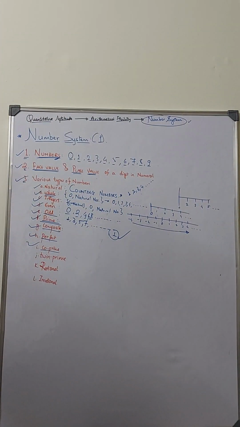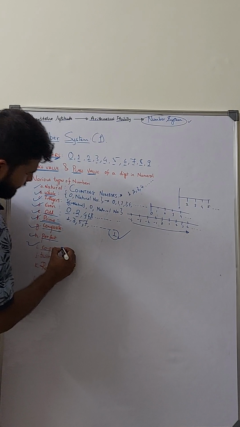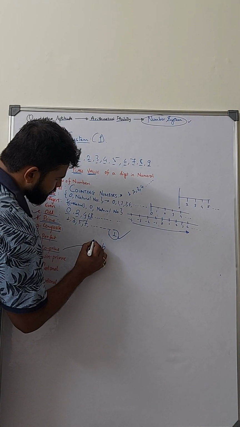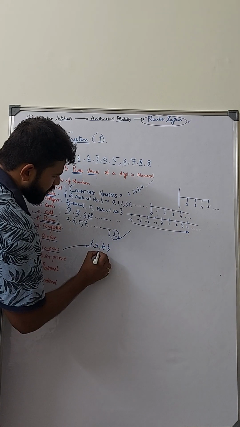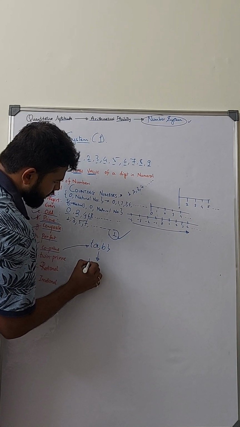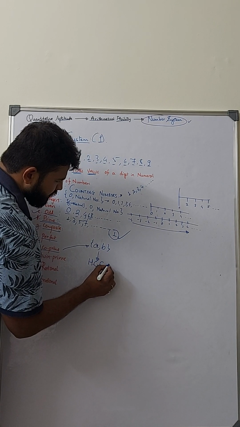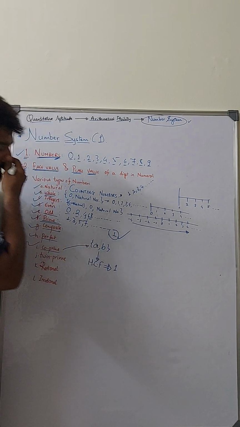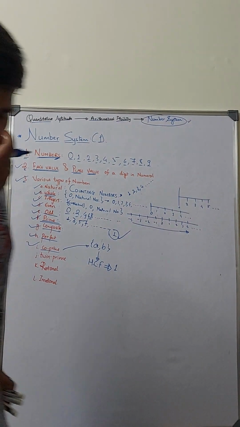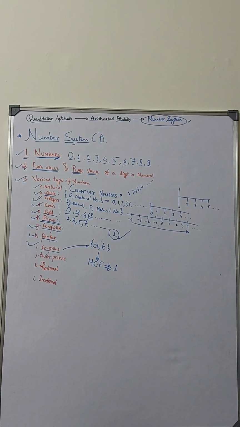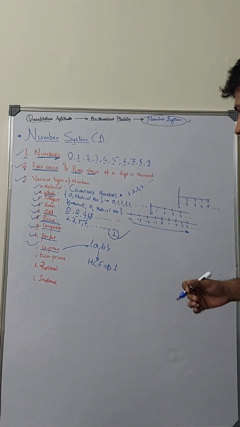So co-prime numbers are, for example, this set. Suppose you are considering two numbers A and B. For these two numbers, the HCF should be 1. No other factor should be common. If the highest common factor of A and B is 1, then they can be called co-prime numbers.